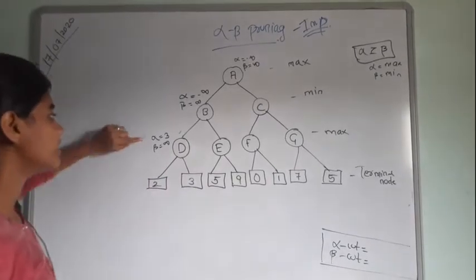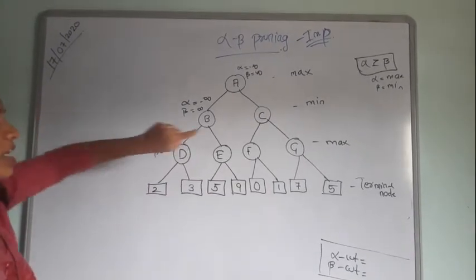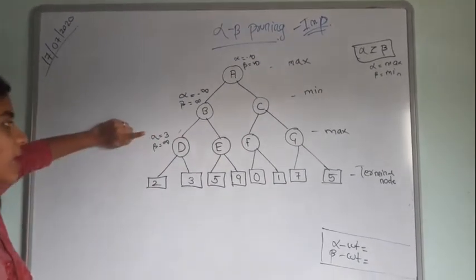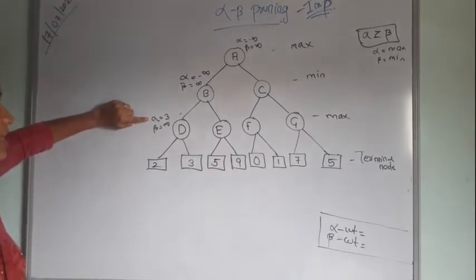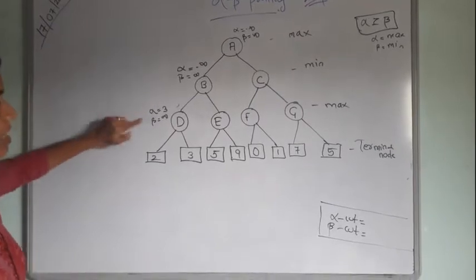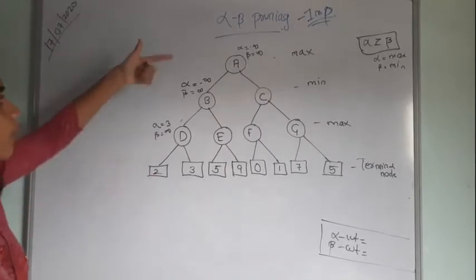So here we got the new value. You can see that on the maximum of this layer only the alpha value will change. The alpha node got changed, alpha got the value 3, and beta remains the same as it is. So we will go upward now.